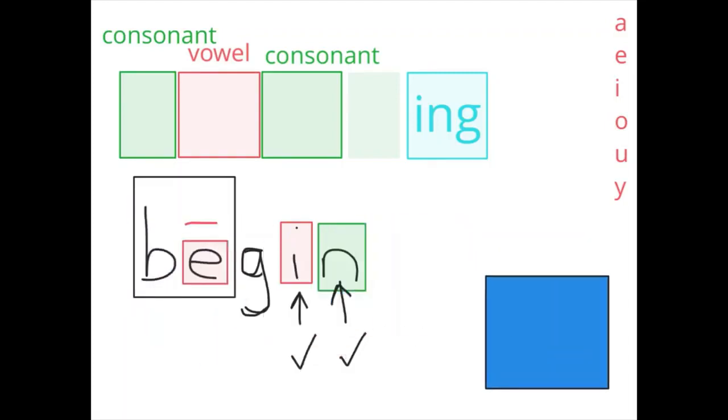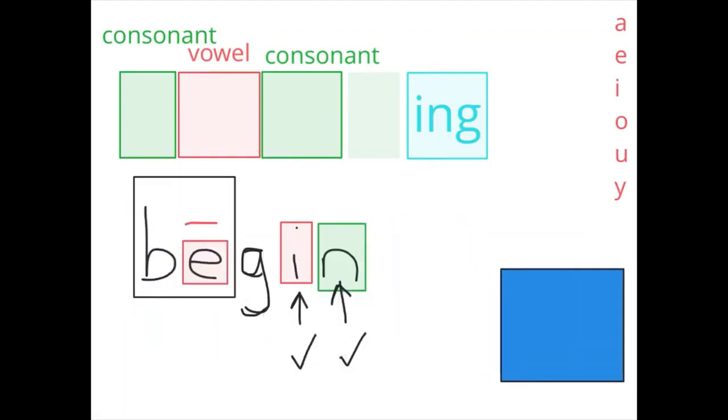Now we're going to look at the whole word and we're going to say, when we say this word, where do we accent the syllable? Which syllable do we say stronger? Do we say begin, or do we say begin? And it is the last one. We say begin. So if we are accenting this last syllable, then, okay, we've checked everything off.